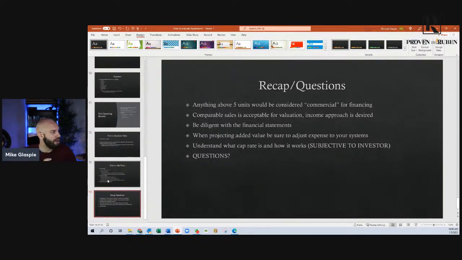All right. And then just to recap real quick while you guys are typing those out. So remember, when we talk about commercial, specifically in the apartment space, we're thinking 5 units and above. All right, 5 units and above. That's going to open up our mindset to say this could be evaluated with the income approach.